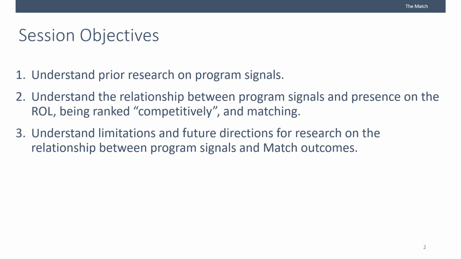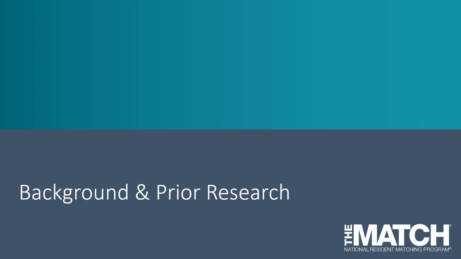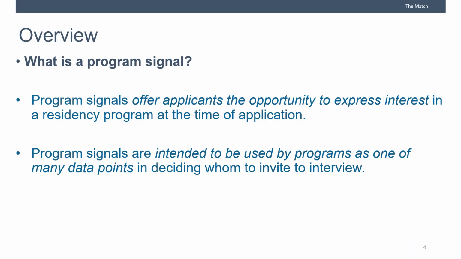By the end of this webinar, you'll have a better understanding of prior research that has been done on program signals, the relationship between program signals and presence on the rank order list, being ranked competitively as well as matching, and the limitations and future directions for the research on the relationship between program signals and match outcomes. With that said, I'll be passing it on to Dana from the AAMC to walk us through some of the background of this research. Let's start with a quick overview on program signals.